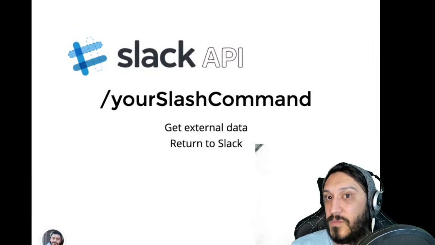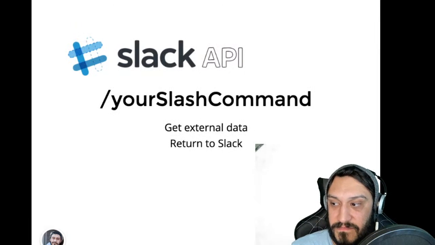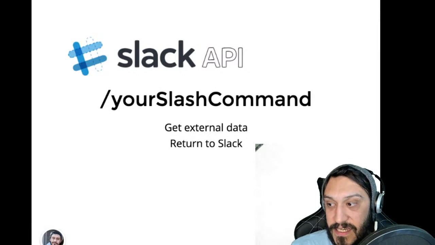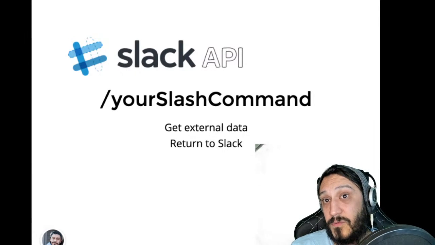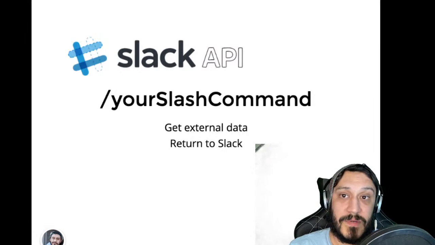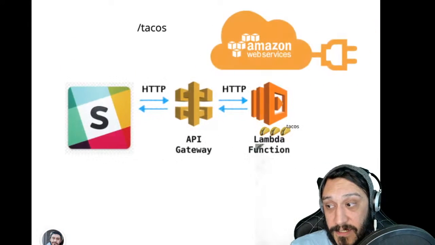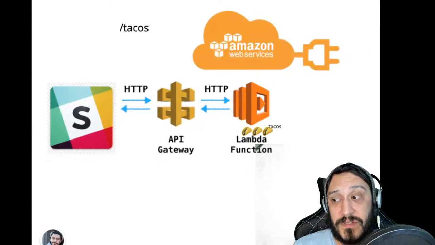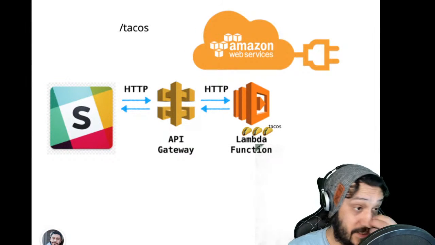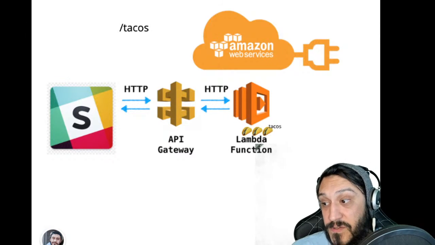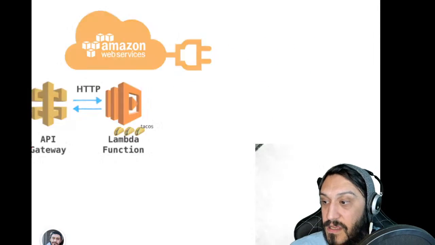In Slack, it's super simple to set up a slash command. It's just / your command, basically. And this will send a post to whatever endpoint you pointed at, API Gateway, and then it'll return the data to Slack. So now our microservice looks like this: Slack, API Gateway, and Lambda. In this case, you can see we're going to be returning some tacos, because tacos.